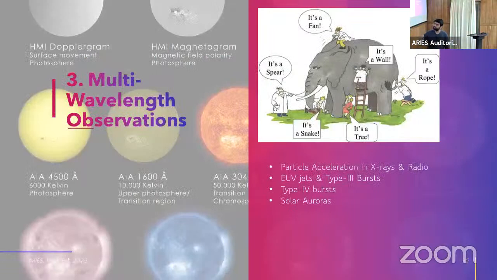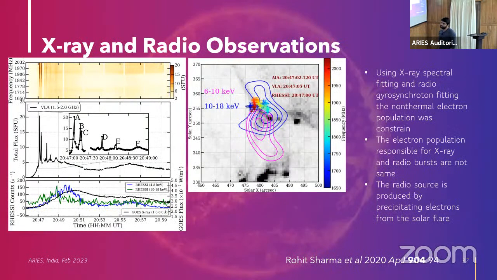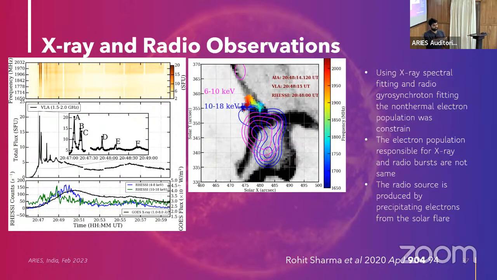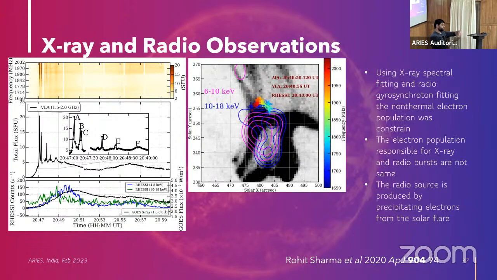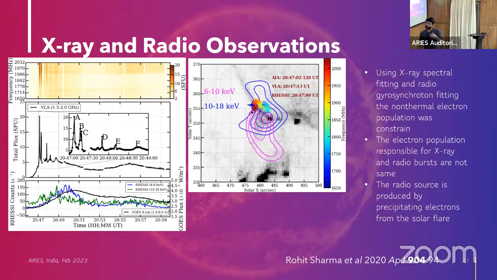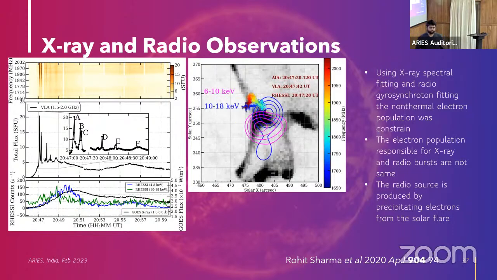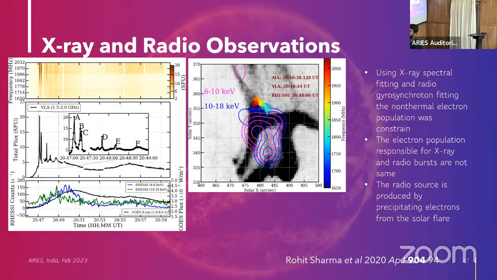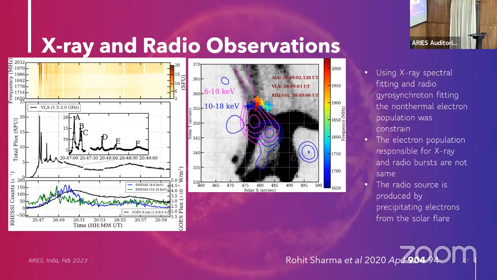So I'll come to the multivariance part. I'll go on to this quickly. As I said, the X-ray and radio emissions are sort of complementary to each other. They are the product of the same magnetic reconnection taking place, one going down, one going up, basically. So we decided to test it using X-ray from RHESSI and high frequency emission from E-ray from 1 to 5 gigahertz.